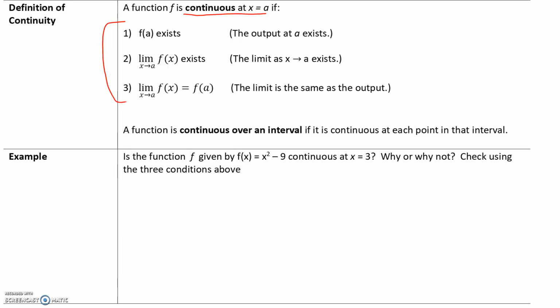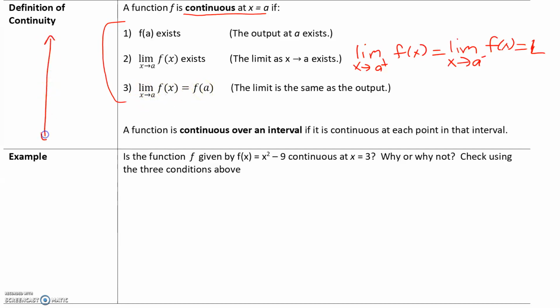Two, the limit as x approaches a of f of x exists. So remember the definition of a limit. For a limit to exist, the limit as x approaches a from the right is equal to the limit as x approaches a from the left, and they both equal the same value. So we have to check both of these to see if a limit exists. And then finally, is the limit, the value from part 2, equal to f of a, the value from part 1? So is the limit as x approaches a of f of x equal to f of a?